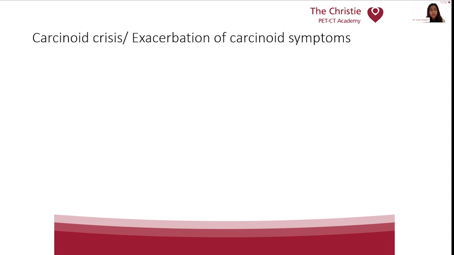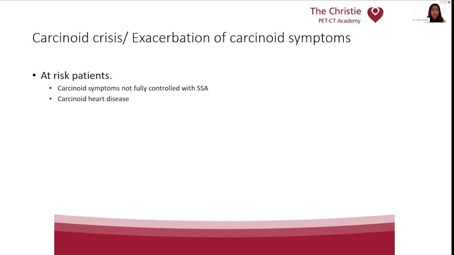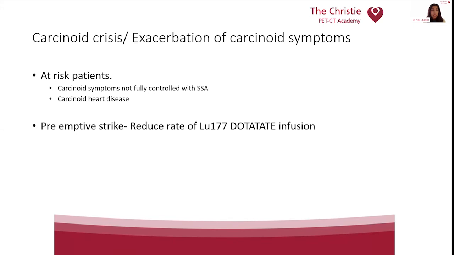So with carcinoid crisis or exacerbation of carcinoid symptoms, the at-risk patients are those who have carcinoid symptoms that are not fully controlled with SSA and those with carcinoid heart disease. And that can coincide with very high tumour markers also as a predicting factor. As Mary has said, we do reduce the rate of the lutetium 177 dotatate infusion, and the rationale behind that is that the receptors don't get flooded and then induce the onset of symptoms and potentially this life-threatening complication.